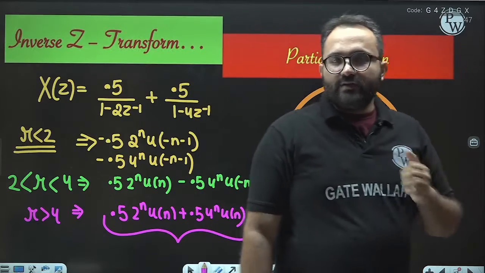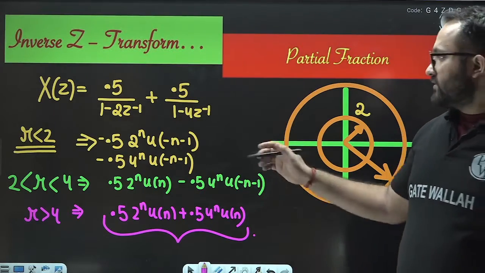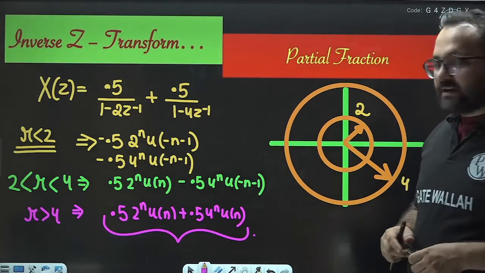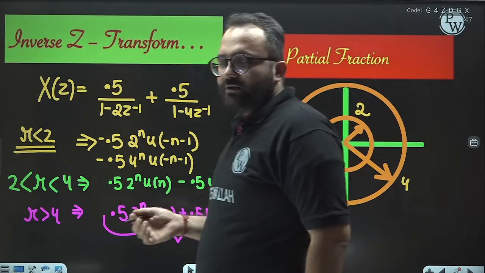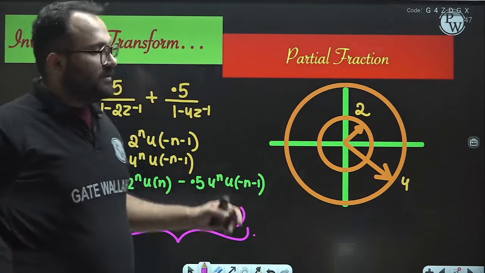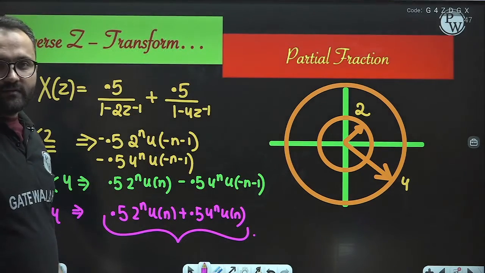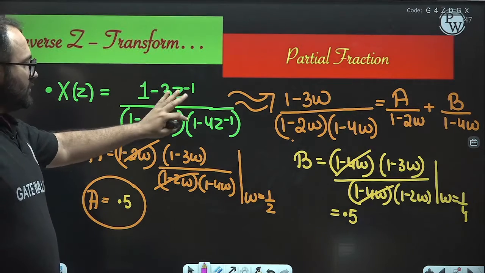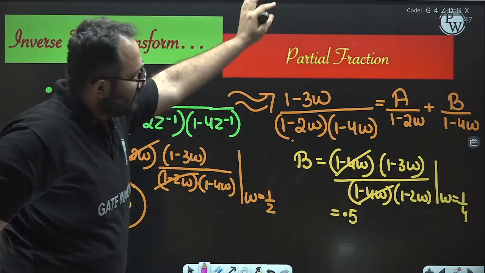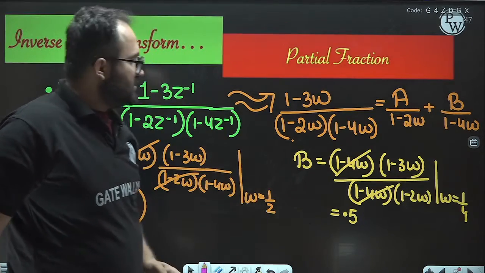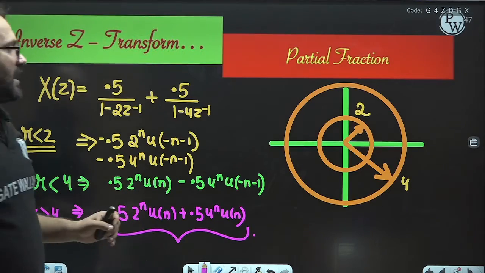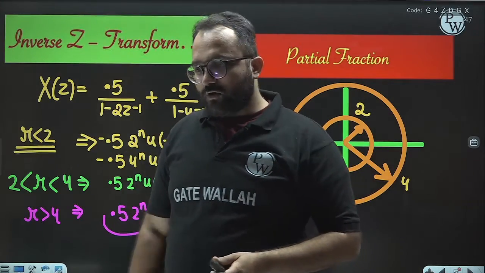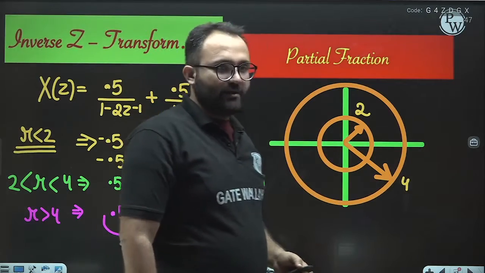We have here 3 ROCs, so we have 3 signals which we can get. Generally these types of questions are asked in the GATE exam, where we have to find out the ROCs and the signals by the inverse Z transform. So whenever the signal is in z inverse, we convert it into w, we find out the partial fraction, and then we can get the ROCs, and then we can find the inverse easily. I hope all of you are able to get these points very clearly.